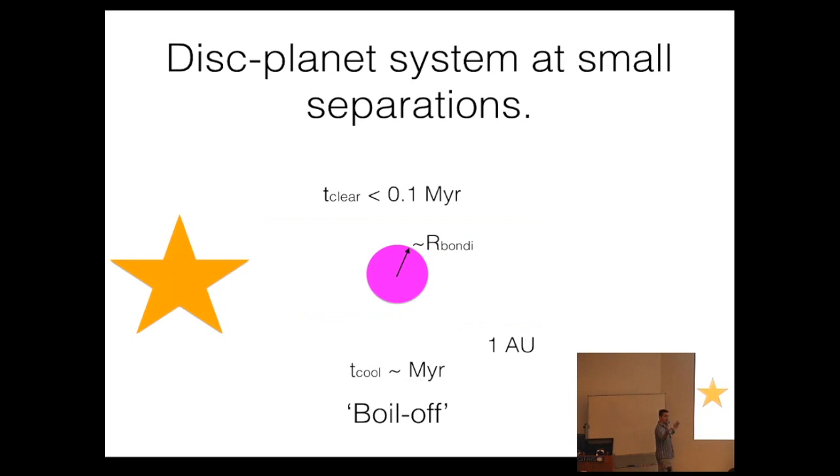But I've changed the outer boundary condition. I've gone from a pressure-confining disk to a vacuum boundary condition. This, as I said in my project presentation, makes the planet very, very unhappy.